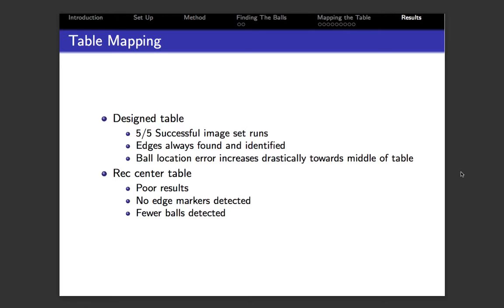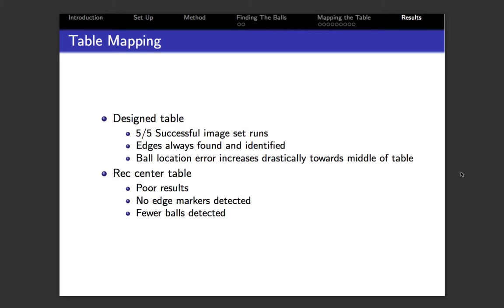So how did the mapping work? 5 out of 5 image sets were successful. An image set is just the group of 4 pictures, one from each corner of the table. So the edges were always found and identified correctly. In every picture, we never found too few edges or misidentified any edges. The only problem with the table mapping is that the ball location is not very accurate for balls that are towards the center of the table. And we'll talk about that later.